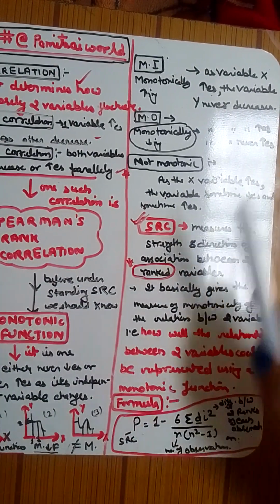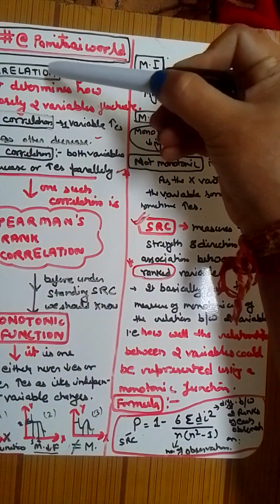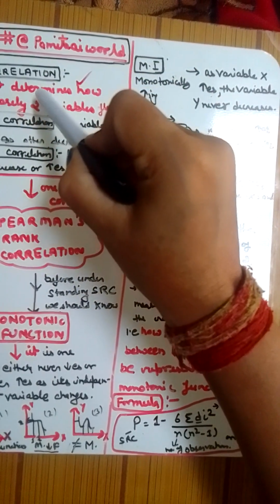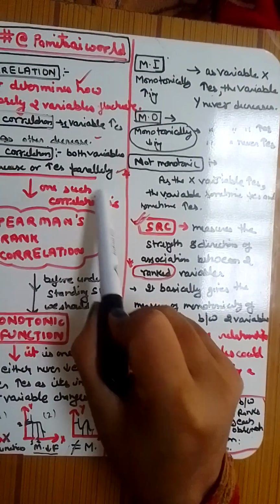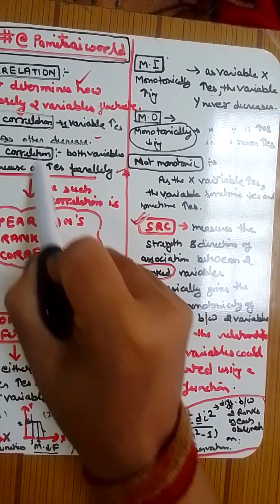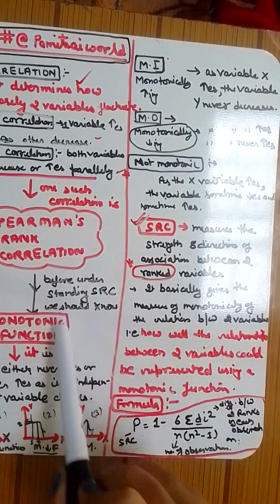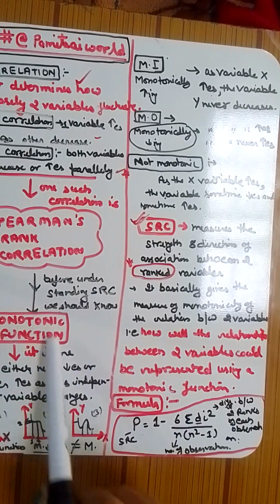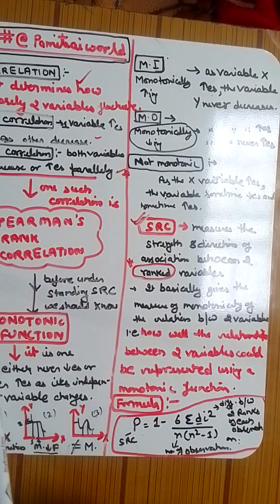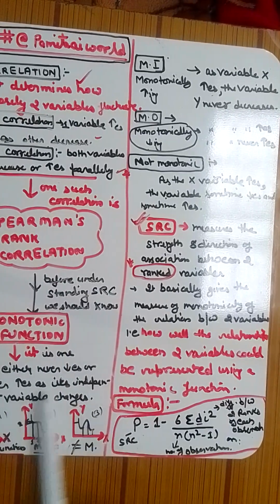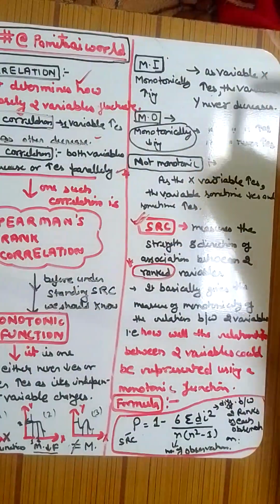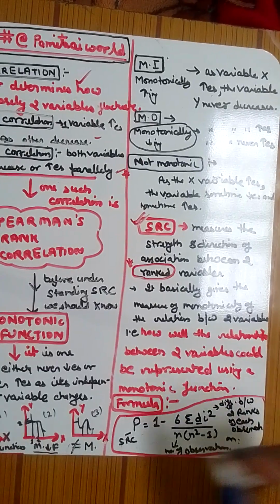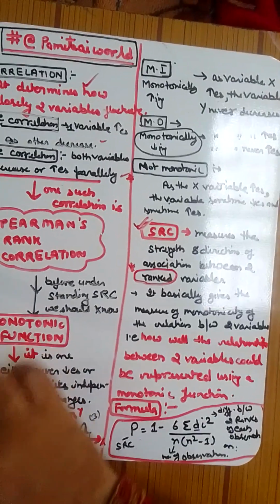What I have taught you till now: I have given you the example of correlation, the definition of correlation, and the types of correlation. There are two types, negative and positive. Among these, Spearman rank correlation is related to positive correlation. Before understanding Spearman rank correlation, we should know what a monotonic function is. A monotonic function is one that either never decreases or never increases as its independent variable changes. So this is all the theoretical part you should know. Now we'll jump to the mathematical expression of the Spearman rank correlation coefficient.